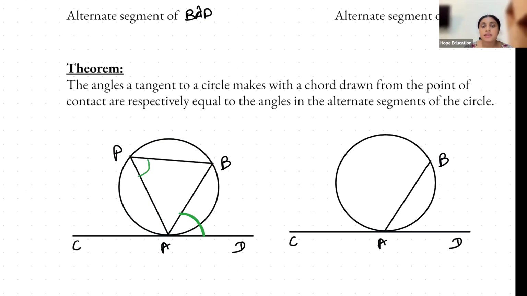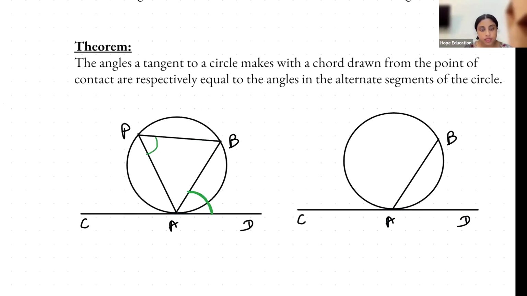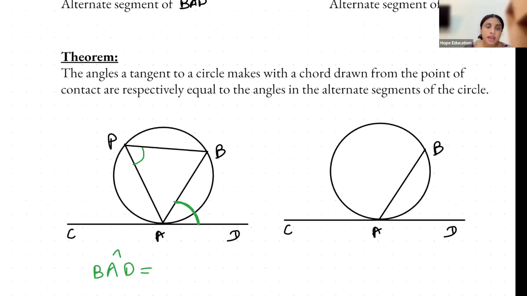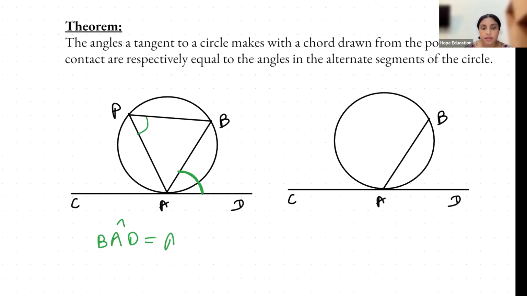Let's read this again. The angles a tangent to a circle makes with a chord. The angle the tangent makes with the chord, which is BAD, is equal to the angles in the alternate segment. It is equal to the angle subtended by the same chord on the alternate segment. So what is the angle subtended on the alternate segment by the same chord? That is APB. So BAD will be equal to APB. Is that clear? Is it clear?